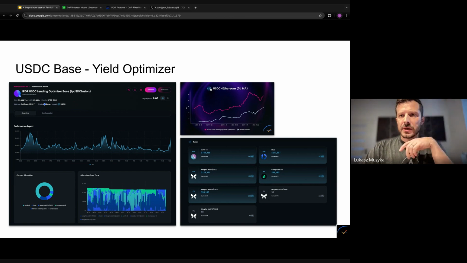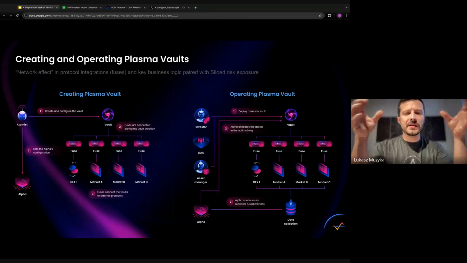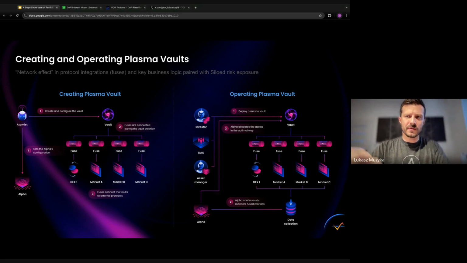If you can change the slide again. So Alpha is limited to rules and regulations imposed on-chain by the owner of the vault.